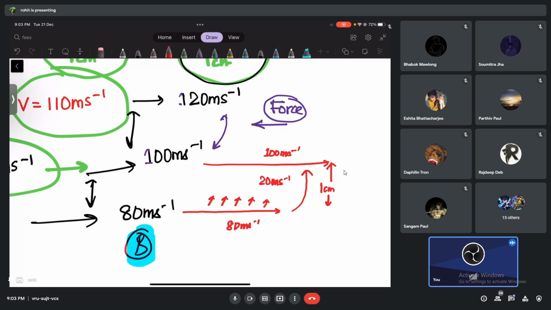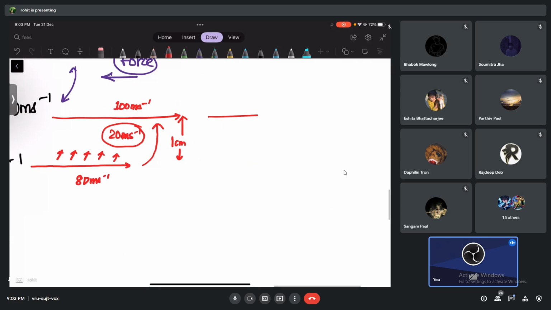20 meters per second. And in the first case, you know what? Just after moving 1 centimeter above or below, the velocity changes by how much? 10 meters per second. Okay, I can give you one more example, very quickly. I think you'll understand.